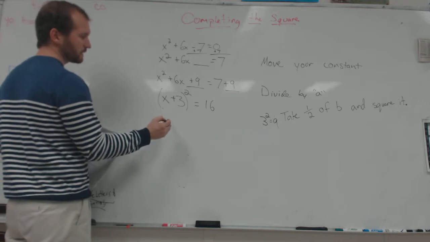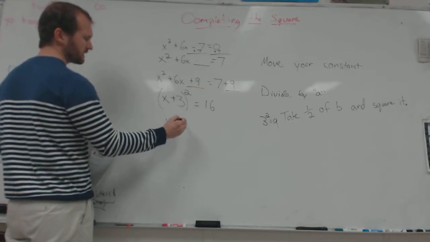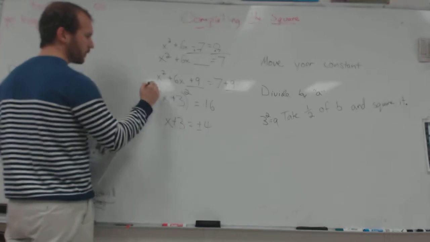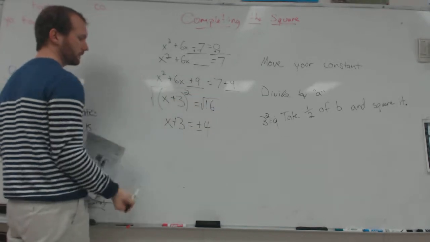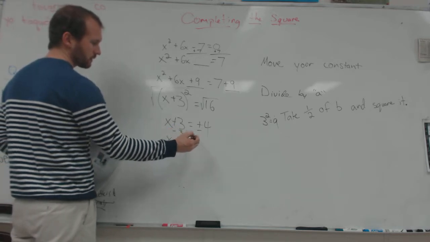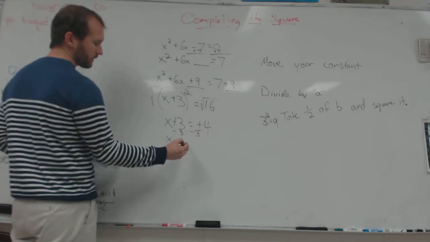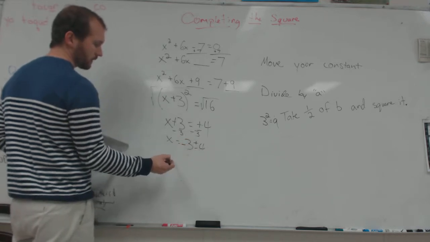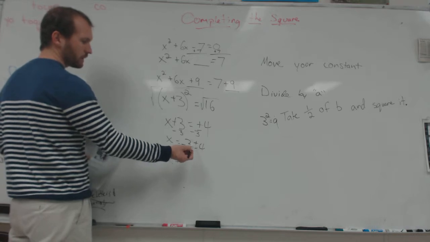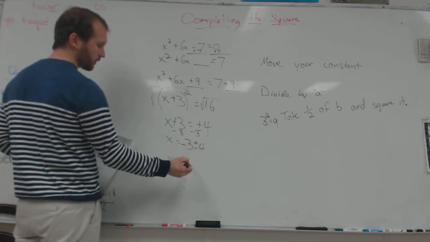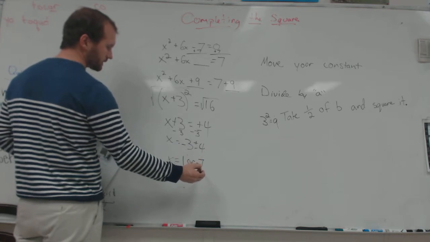Square root of both sides. You'd have x plus 3 equals plus or minus 4. Subtract 3 from both sides. And I always like to write that first. So x equals negative 3 plus or minus 4. Negative 3 plus 4 is 1. Negative 3 minus 4 is negative 7.